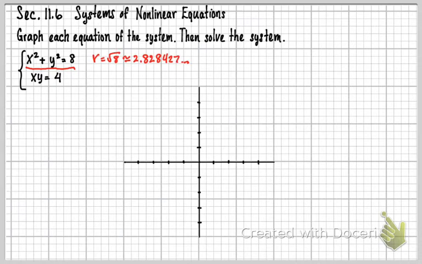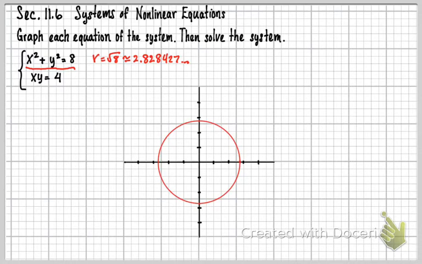So there's my radius. So now I'm just going to graph this. That's almost 3. So if you look at 2.82, that's going to be about out to here. So now I'm just going to create that circle. There it is. Okay, so now I'm going to graph the other equation.